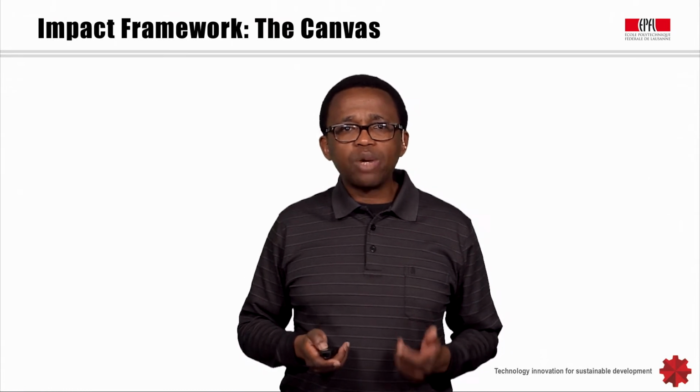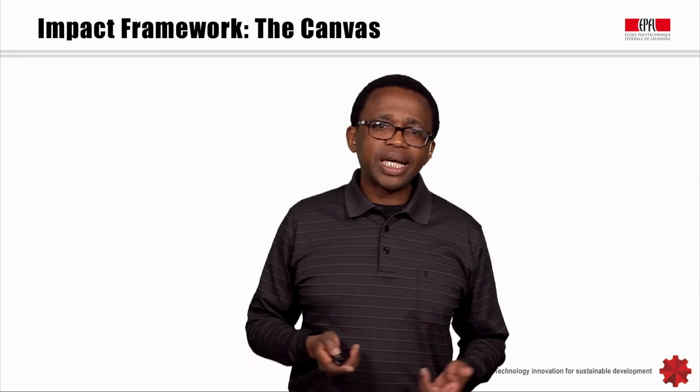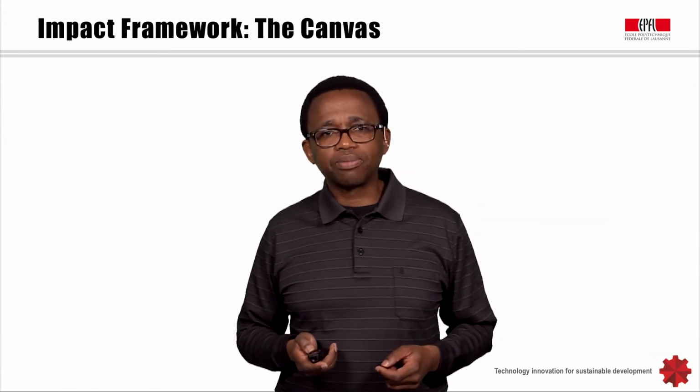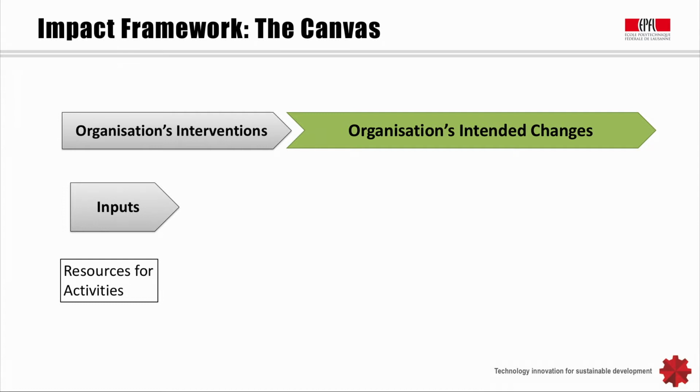Globally, your impact framework or impact value chain canvas can be thought of as two parts: the organization's planned work or interventions, and the organization's intended results and changes. In order to construct the full impact framework or impact value chain, it actually requires 5 steps or stages. The first stage is inputs, which can be defined as the resources that must be deployed in order to enable the implementation of tasks. This could be human, financial, or other types of resources.